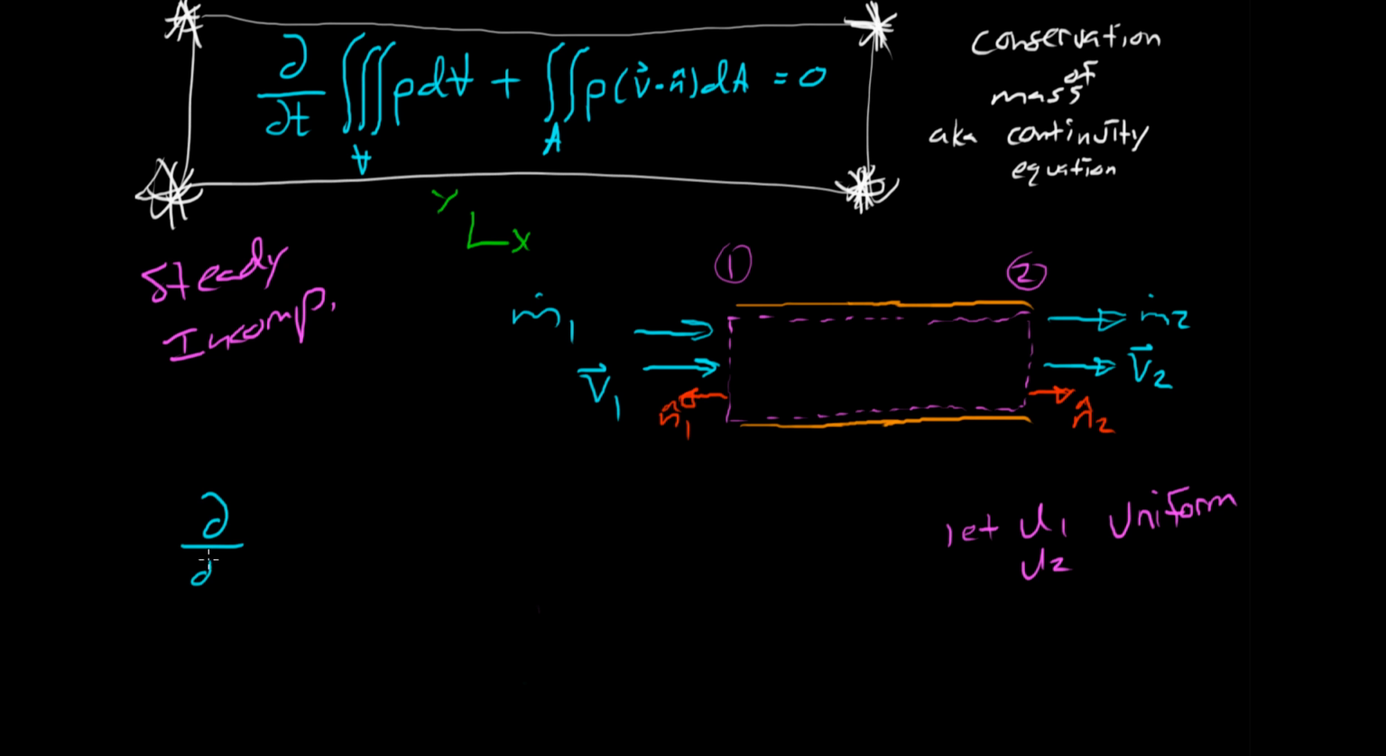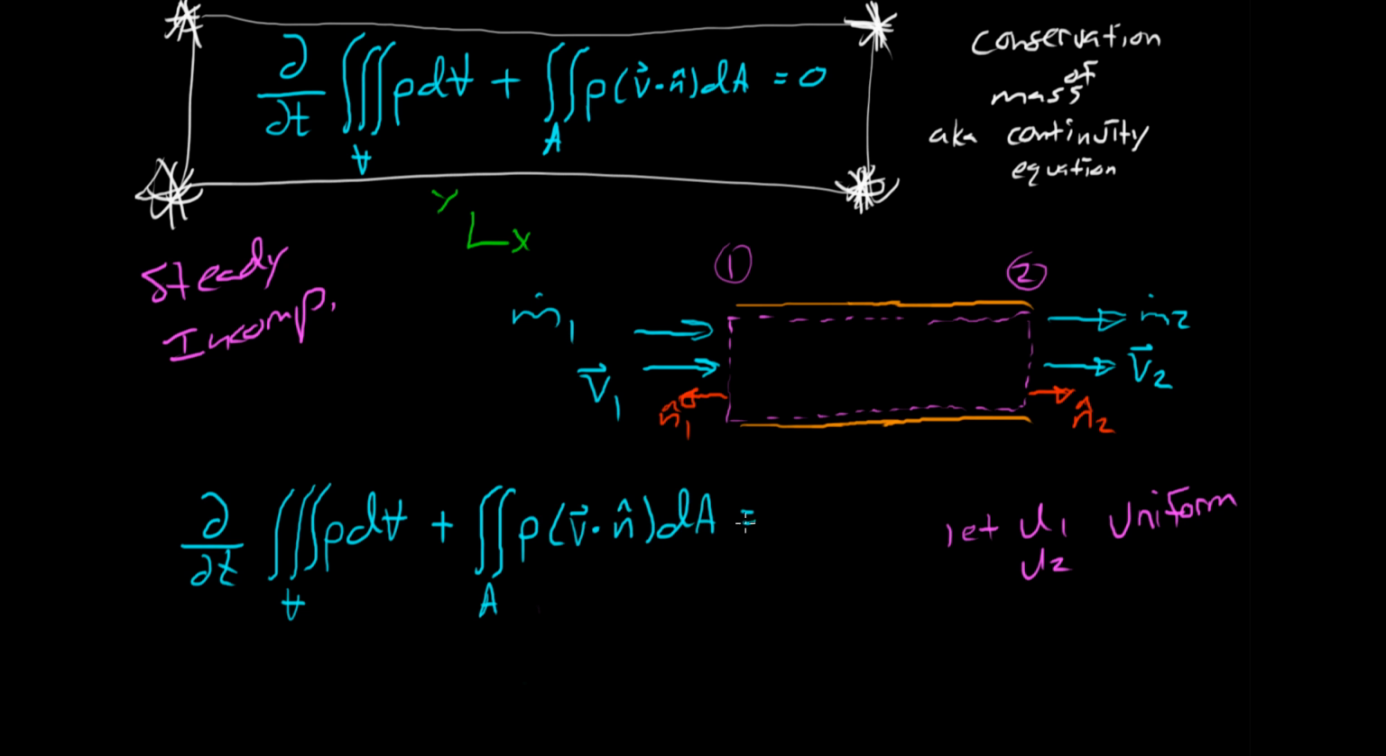So we've got d/dt of the integral over the volume of rho dV, plus the integral over the area of rho v dot n dA, and all that has to be equal to 0. I like to start with the full form and then simplify it any way I can. The first two things I can do are apply the steady and the incompressible assumptions. Steady means that anything with a time derivative goes away. In other words, this d/dt is 0 because it's steady.